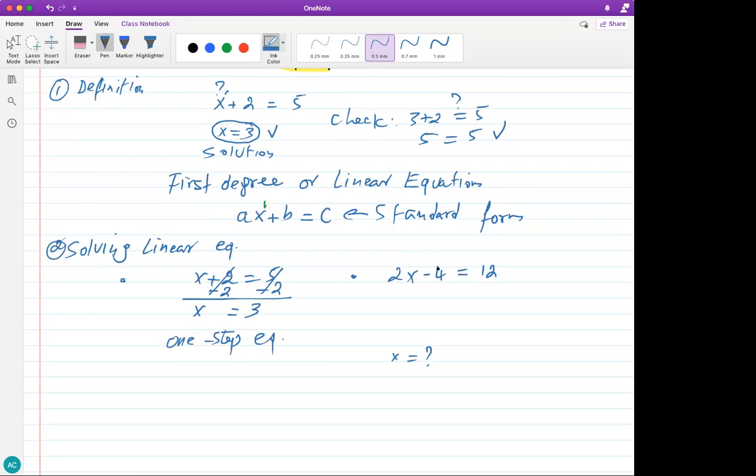So we have two numbers here, this number and that one. We're going to cancel both of them. Once we do that, we're going to have the x by itself. So in this case, we have -4. What do we need to cancel this -4?